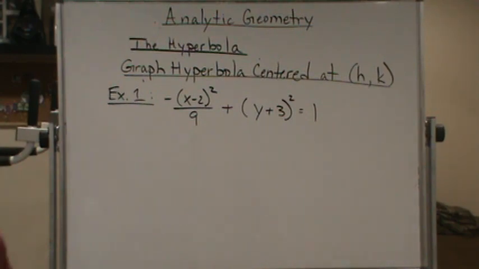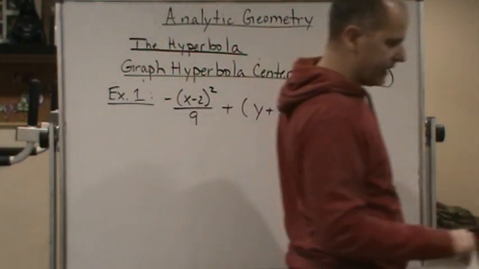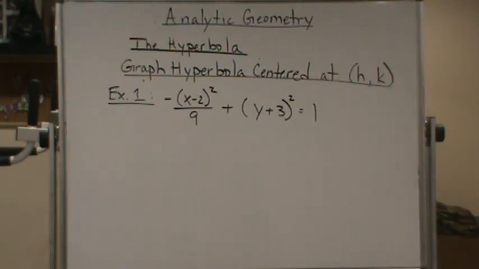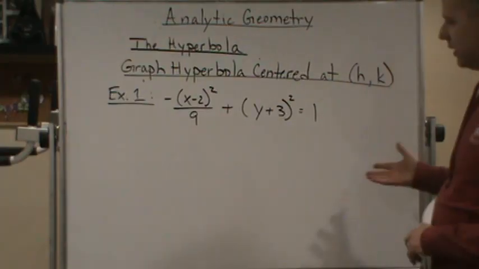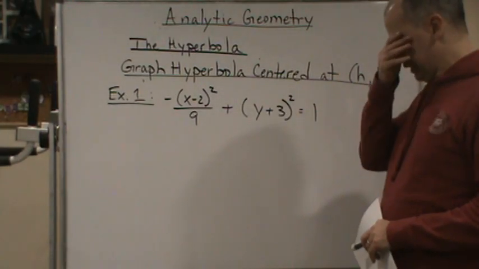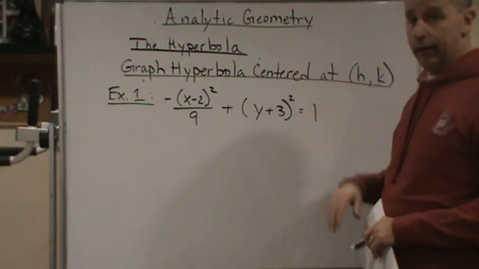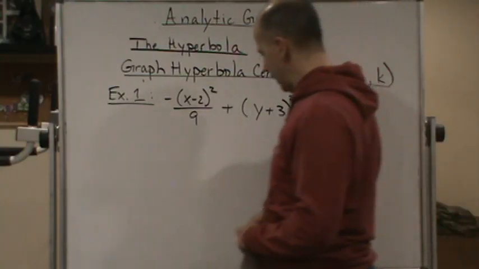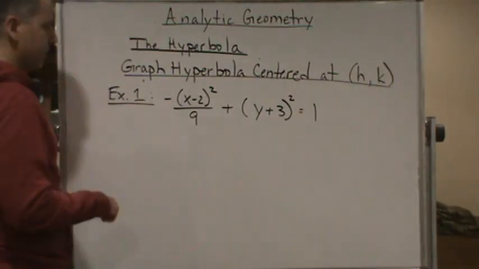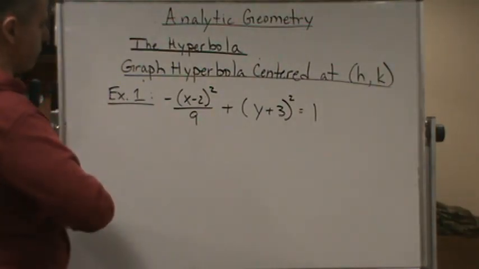All right, let's do this example here. This is an example of a hyperbola. Now it may look different, right? It doesn't exactly look like the cookie cutter form, but let's analyze this, look at it, and see what we notice.